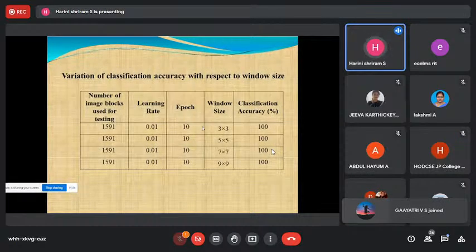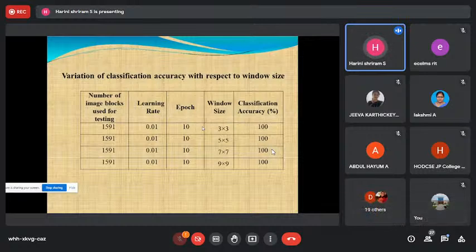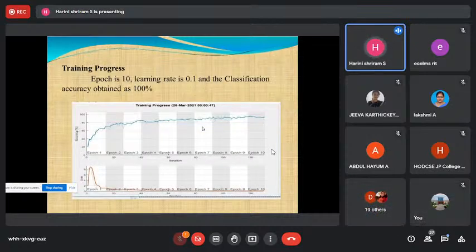Here, this is the variation of classification accuracy with respect to window size. Here, I have varied the window size from 3 cross 3 to 9 cross 9. For all the window sizes, I got the accuracy as 100 percent. These are some of the training progress plots. Here the epoch is 10 and the learning rate is 0.1.